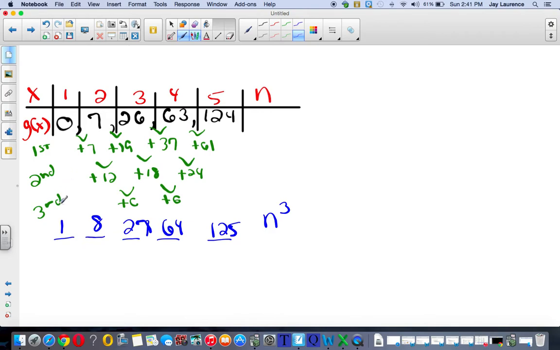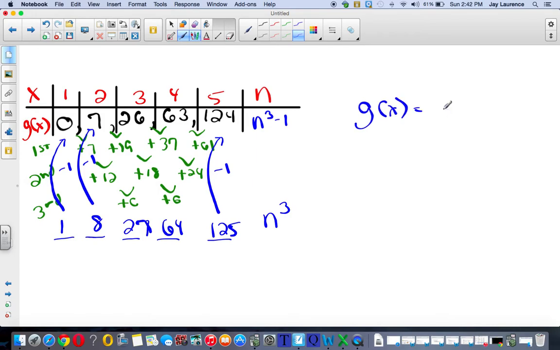And look at this, they're all 1 too big, aren't they? All 1 too many. I have to subtract 1. To get 8 to 7, I have to subtract 1. To get 125 to 124, I have to subtract 1. So my nth term is n cubed minus 1. My function will be g of x equals x cubed minus 1.